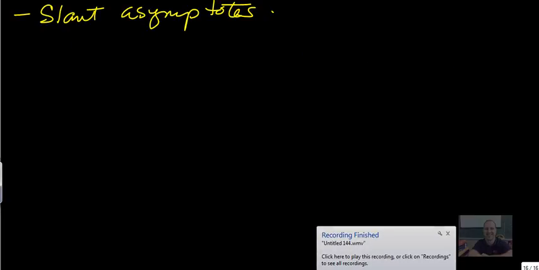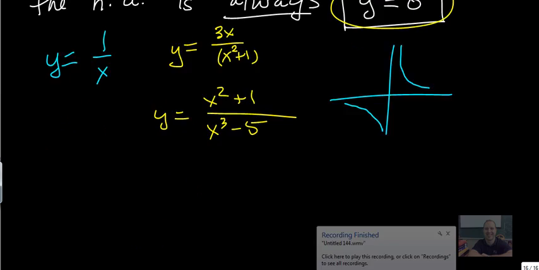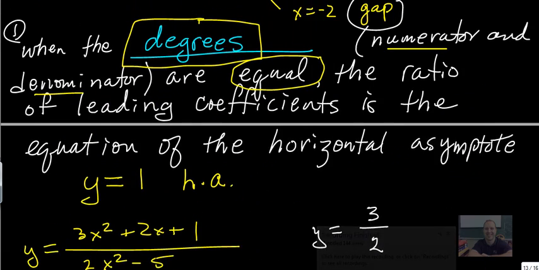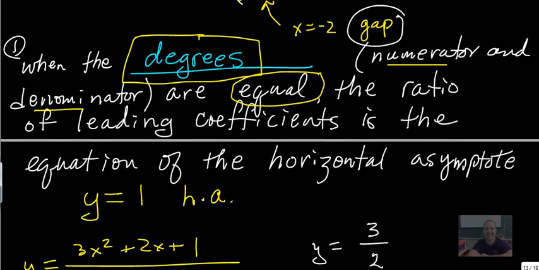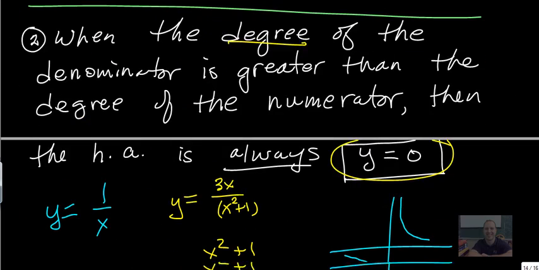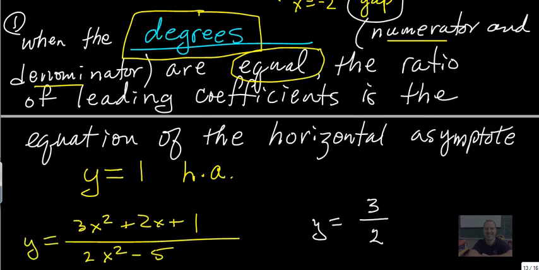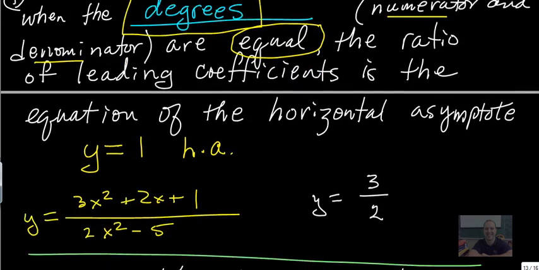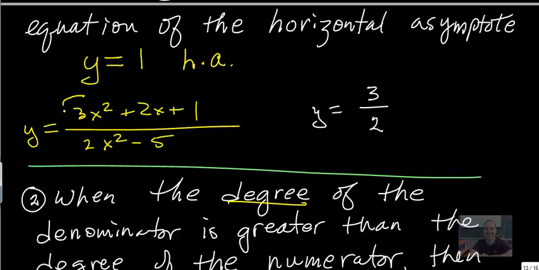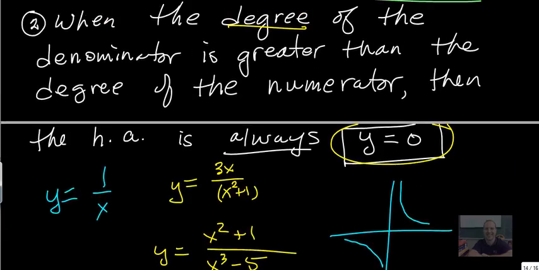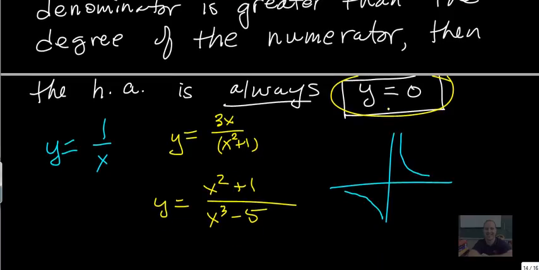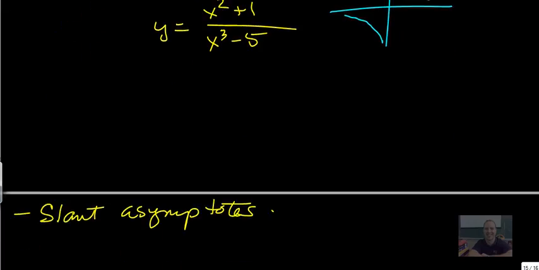Okay, we're talking about slant asymptotes now. We just got finished talking about horizontal asymptotes with these two rules. We're looking at the degrees of the numerator and the denominator. When the degree is the same, the horizontal asymptote is a ratio of the leading coefficients. When the denominator's degree is greater, we always have y equals 0 as a horizontal asymptote.